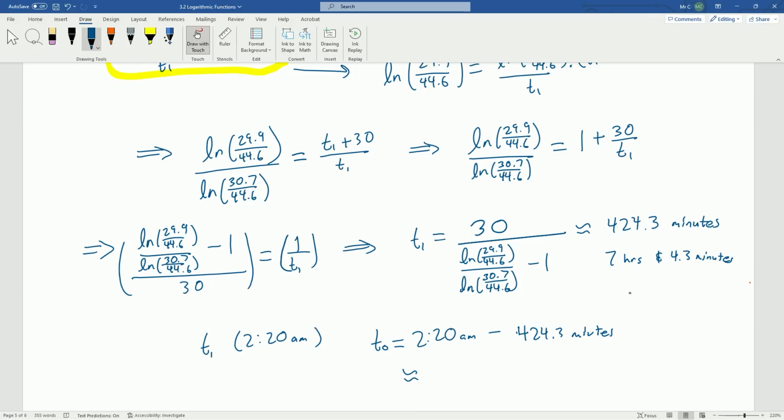Okay, so sorry about that. Let me say that again. So minus 7 hours, that's going to put us at about 7:20 p.m. minus 4.3 minutes. That's, let's just say, about 7:16 p.m.